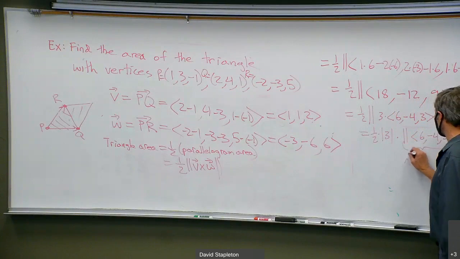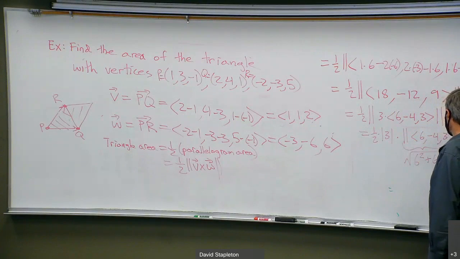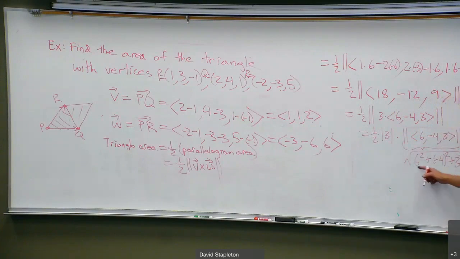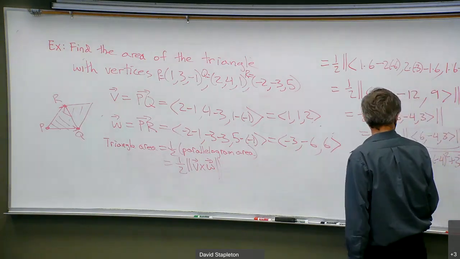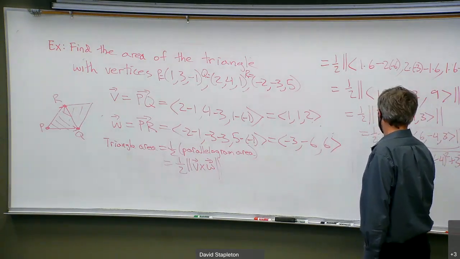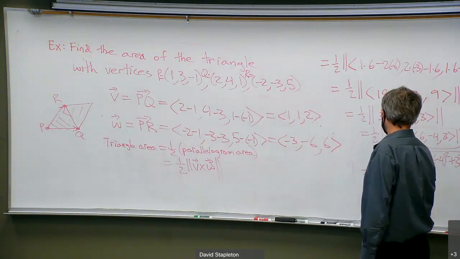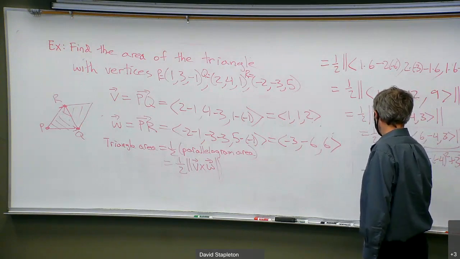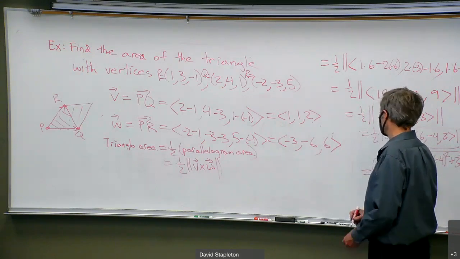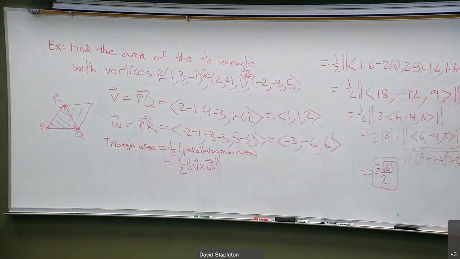You just root sum the squares, right? We said that's 6 squared plus minus 4 squared plus 3 squared by the Pythagorean length in 3 dimensions. 36 plus 16 is 52, plus 9 is 61. So this is square root of 61. Then I have that times 3 halves. So it's 3 square root 61, the area of that triangle.